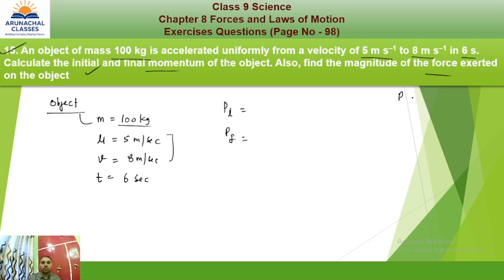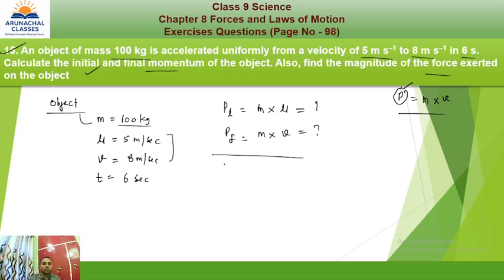We know that momentum is the product of mass and velocity of the object. It is the quantity of motion possessed by the moving object, and that is what we call momentum. So initial momentum will be mass multiplied by initial velocity, and final momentum will be mass multiplied by final velocity. That we need to calculate.